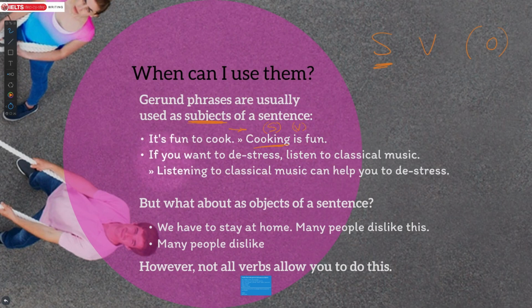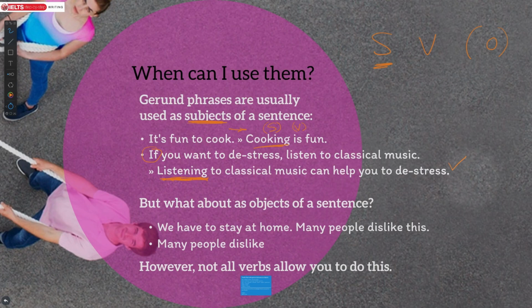Now, if you look over here, you could write it this way. You could write it with the if clause. If you want to de-stress, comma, listen to classical music. But more commonly, people would say listening to classical music can help you to de-stress. When I say more common, let's say more typical of an IELTS style essay. Topic sentence, certainly a topic sentence. So listening to classical music can help you to de-stress.